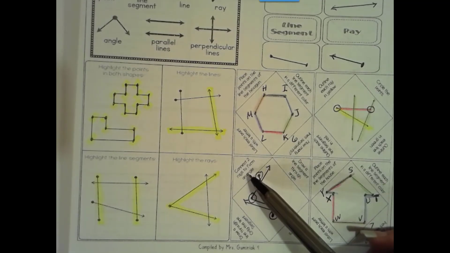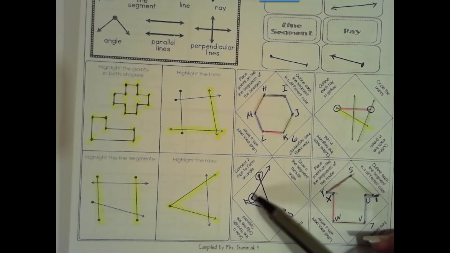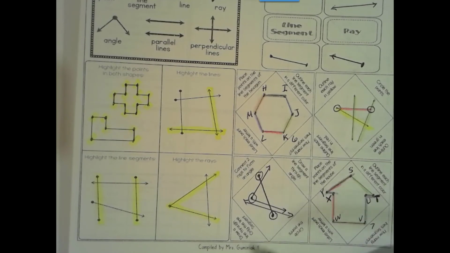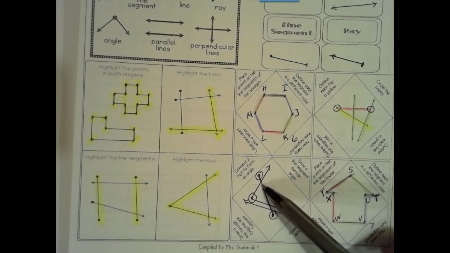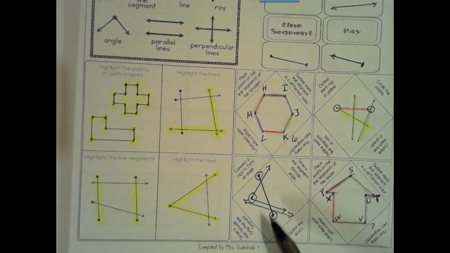So we have our two rays connected to form an angle. We drew a line segment through the angle. We circled the points, and we drew a line that went only through the line segment, and did not go through the ray. All right, let's practice more identifying points, lines, line segments, and rays.